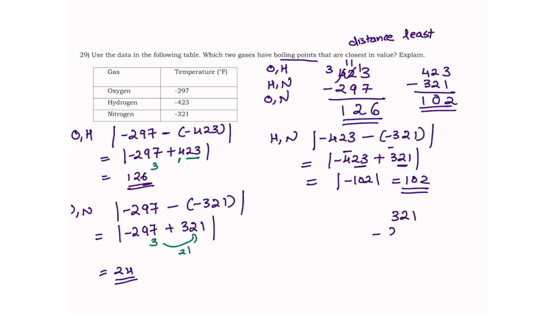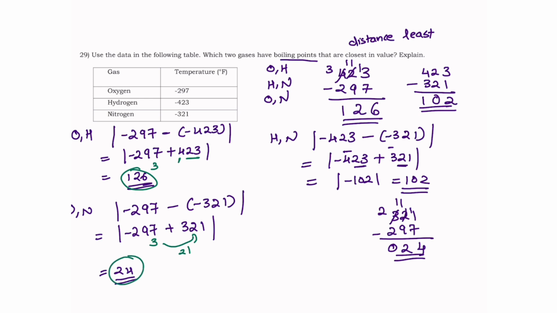321 minus 297. 1 minus 7 not possible, so we get a carry. 11 minus 7 is 4. 1 minus 9 not possible, again we get the carry. 11 minus 9 is 2, and this is 0. So that's the answer. So we have 3 answers over here, right?